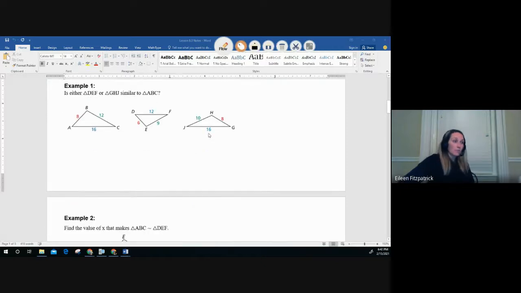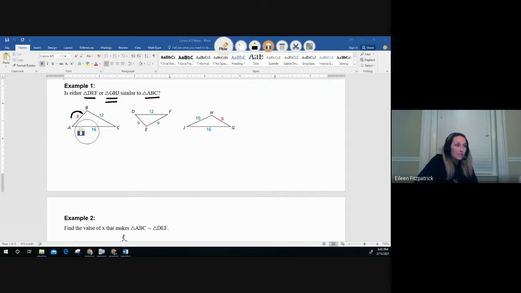All right, so in example 1, we're basically doing what I just explained. Now, the nice thing here is they already stated the triangles' names. They want you to check to see if triangle DEF is similar to triangle ABC or if triangle GHJ is similar to triangle ABC. So the order of the letters already tells us which sides and angles match up to one another. They also very nicely used red to show you which sides correspond.